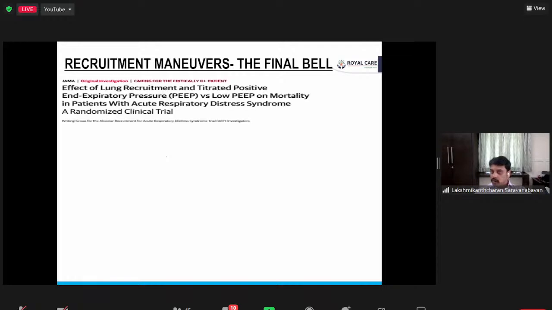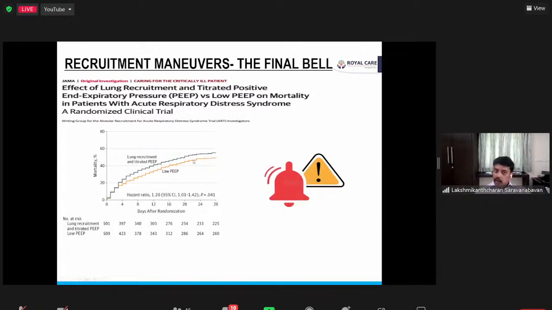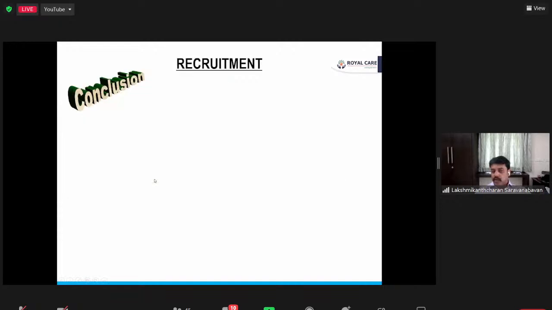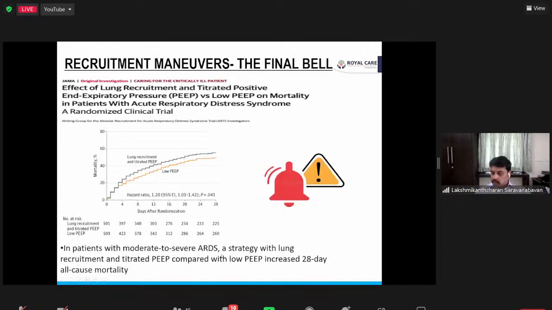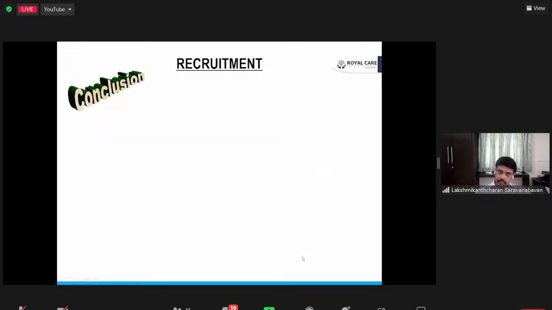The final trial was run in 2014, in this large trial called the ART trial, where they found that mortality was increased with lung recruitment at a titrated PEEP strategy. So definitely in patients with moderate to severe ARDS, a strategy with lung recruitment compared with low PEEP increased the all-cause mortality. This recruitment should not be routinely done.